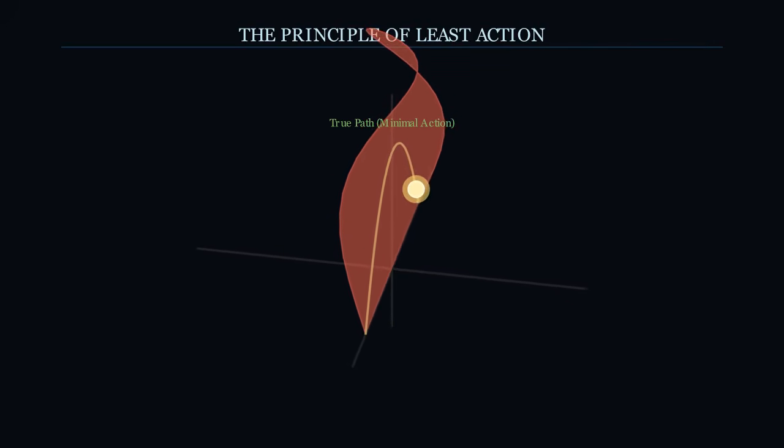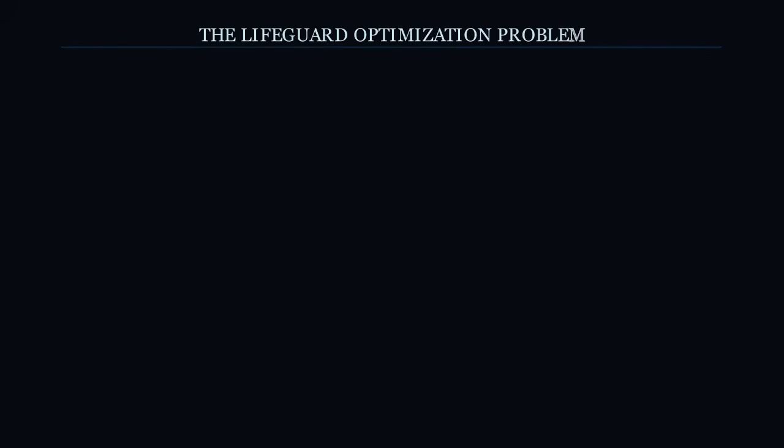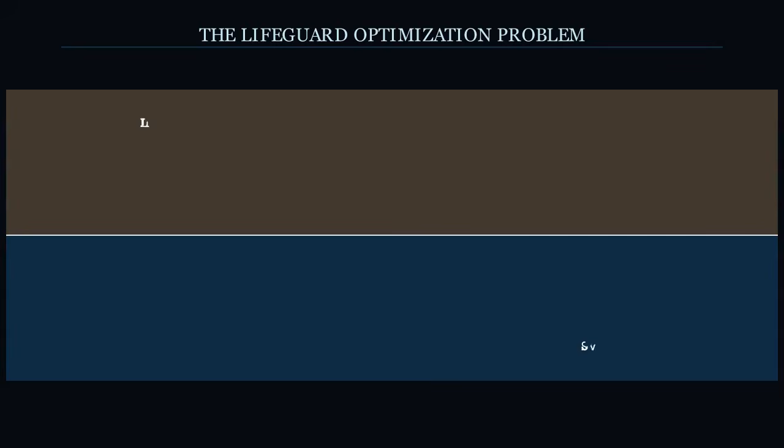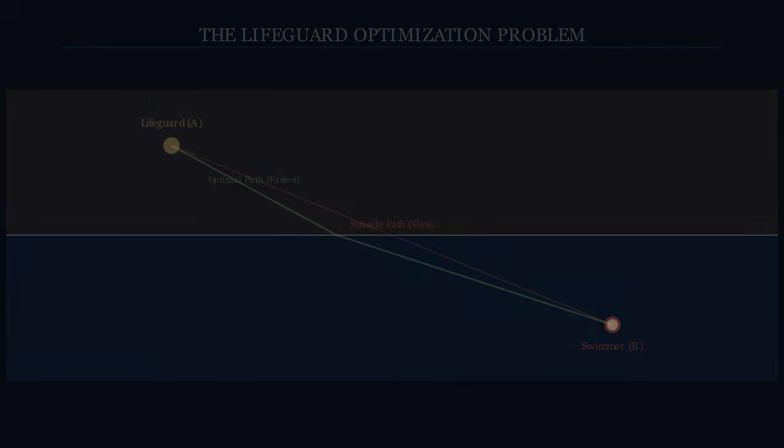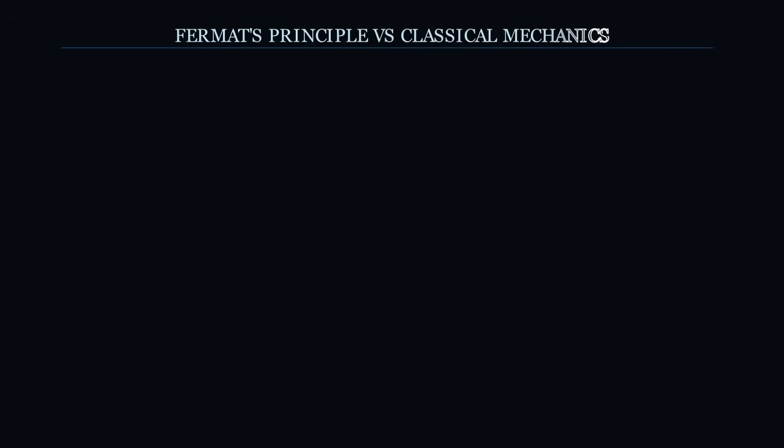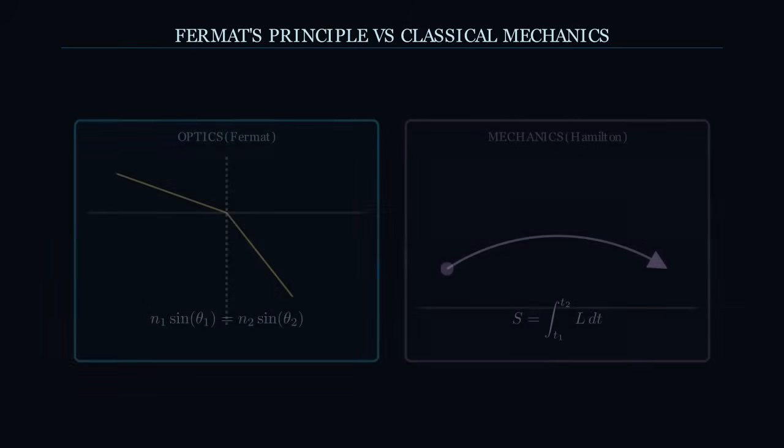This is the principle of least action, a fundamental law that governs everything from a falling drop of water to the movement of entire galaxies. To understand why this happens, imagine a lifeguard on a sandy beach who needs to rescue a swimmer drowning in the ocean. The straightest line between them is not the fastest route. Because the lifeguard runs faster on dry sand than they swim in deep water, the optimal path requires running further along the beach before diving into the water. This bends the path at the shoreline. By choosing this bent trajectory, the lifeguard minimizes the total travel time.